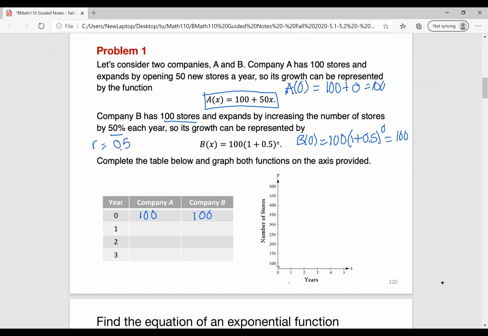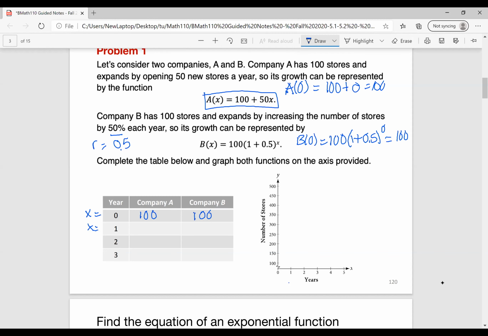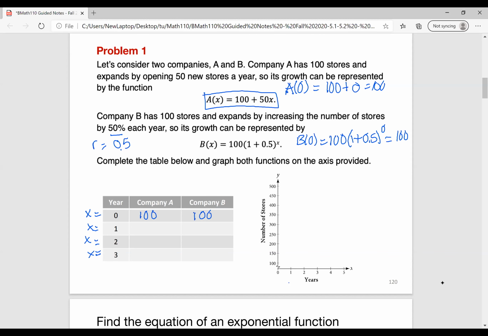Okay. So that is the reason why at first both company A and B have 100 stores. You start with 100 stores, right? So what about 1 year? Let's say x equals 1, so let's go with this one and this one. Right, so that's actually equal to 1 year. Okay, so let me change this.